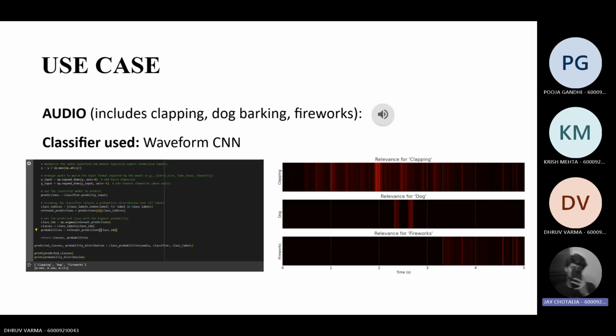We generated a simple use case in which we merged multiple categories into a single audio and classified it all. We also give probability distributions of those individual categories. In the figure below, you can see three categories which were combined: clapping, dog barking, and fireworks, and their probabilities are given below. On the right hand side, you can see individual relevance scores for those categories, which explain why the waveform CNN chose or labeled it in this category.